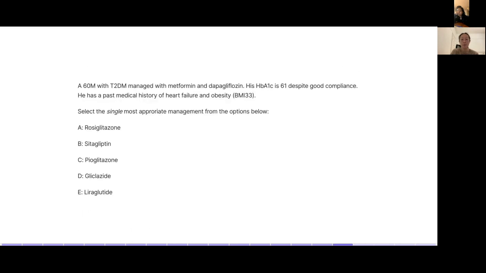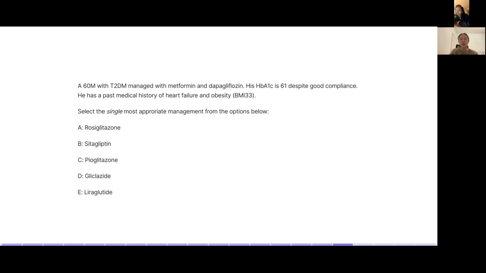And I can see why people went for liraglutide, but the reason we've not is, firstly, we can discount A and C. Anything ending in glitazone, like we mentioned, is bad in heart failure, so ignore A and C. So then we're left with B, D, and E. We've got a large patient, his BMI is 33, so we don't want to cause any more weight gain, and sulfonylureas increase weight gain, so we've ruled out D. So we're left with B and E.